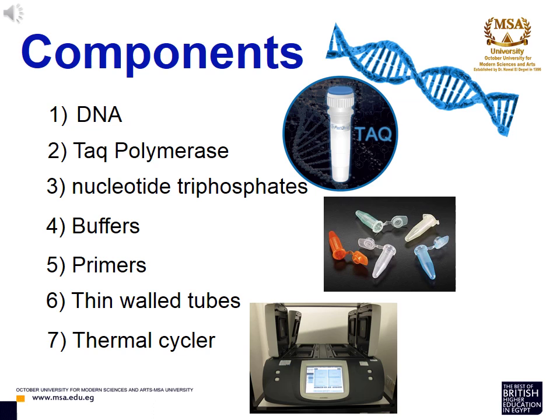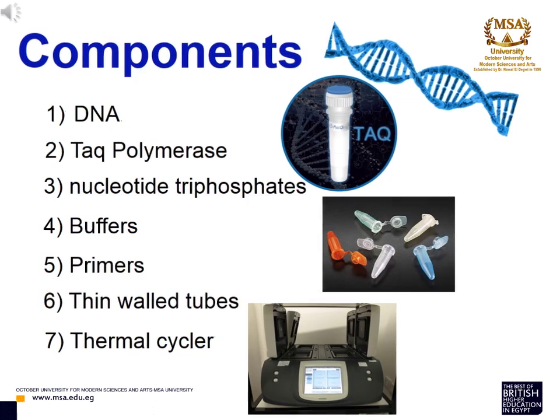The components of PCR include DNA, that is, the DNA of interest that contains the targeted sequence you wish to copy, a heat-stable DNA polymerase like Taq polymerase, all 4 nucleotide triphosphates, buffers, 2 short single-stranded DNAs that serve as primers, thin-walled tubes, and a thermal cycler, which is a device that can change temperatures dramatically in a very short period of time.